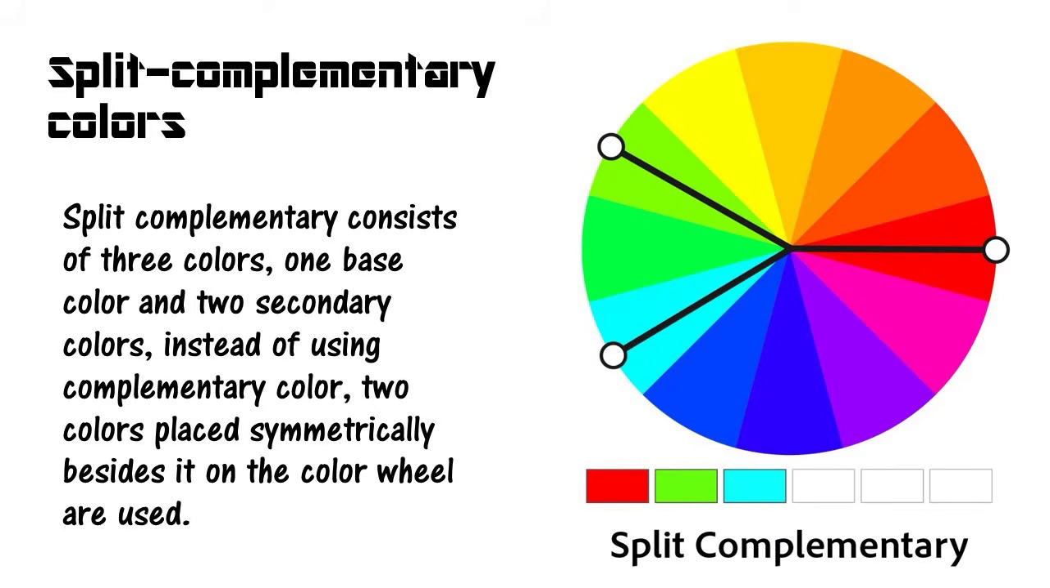So next we have the split complementary colors. A split complementary consists of 3 colors: one base color and 2 secondary colors. So instead of using complementary colors, 2 colors placed symmetrically beside it on the color wheel are used. Like over here we have the red color, and its complementary color green is not used, but beside it we are using the colors symmetrical to it, like teal and chartreuse.